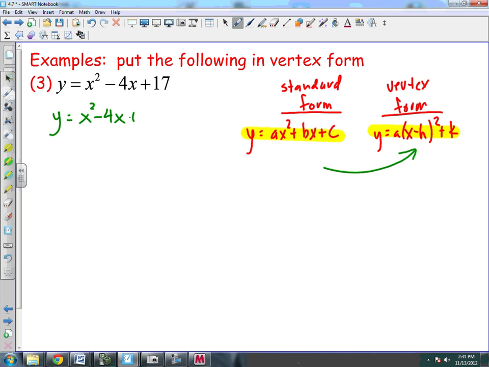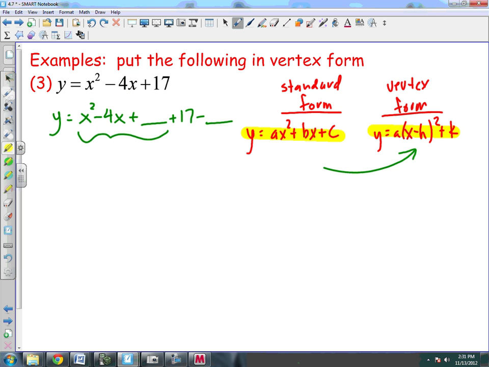So I'm going to rewrite the equation by putting a space in after the 4x, or after whatever term has x, and then a space again after the constant. So I'm going to add something to complete the square, but I can't just add something to the equation. I need to subtract it as well. So that's why I have that minus over there. So the question becomes, what number do you add to this part right here to complete the square?